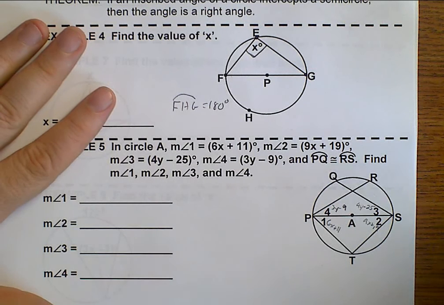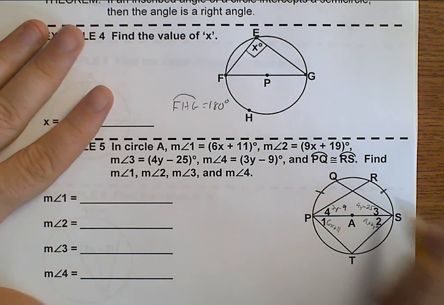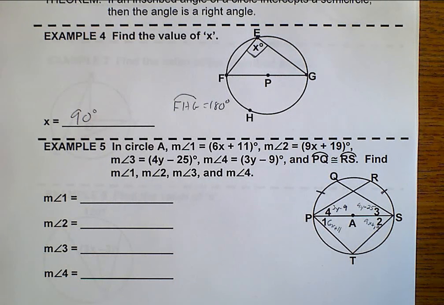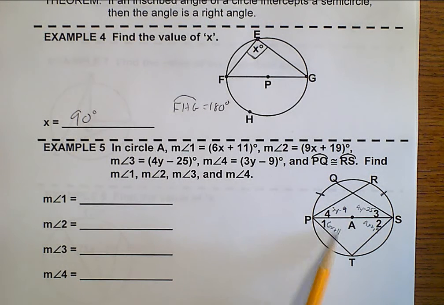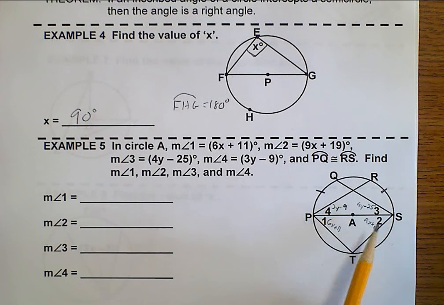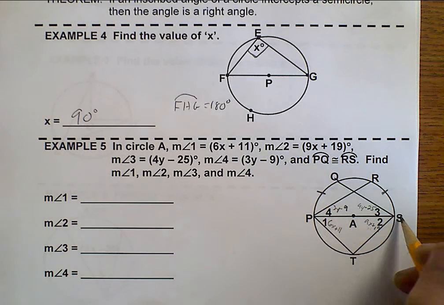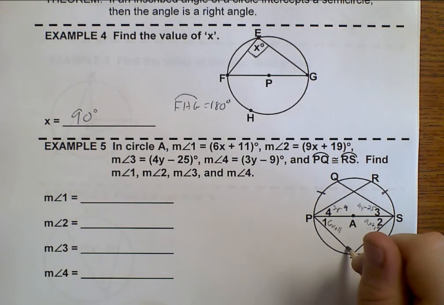It also tells us that arc PQ is the same as arc RS. And we want to find some of this stuff out. So, we're looking at this, and if this is 6x plus 11, this must be half of that. This is 9x plus 19. It must be half of this. And I could work with that. However, I'm looking back at the theorem we just talked about. These intercept a semicircle, which means that this is a 90 degree angle.